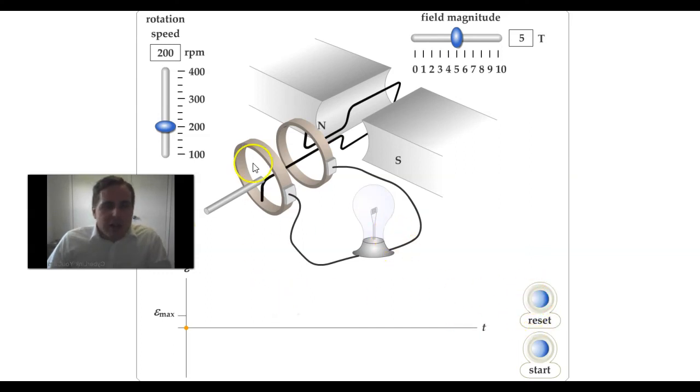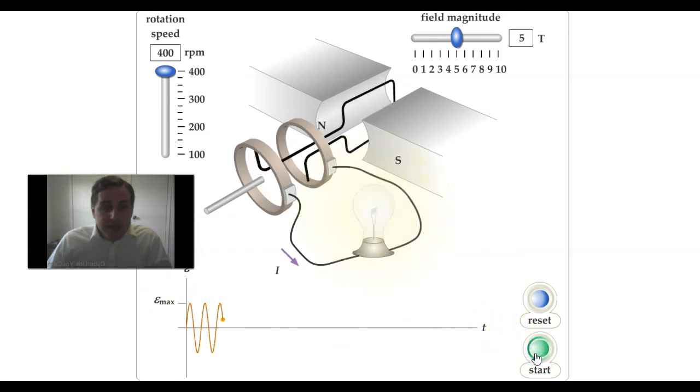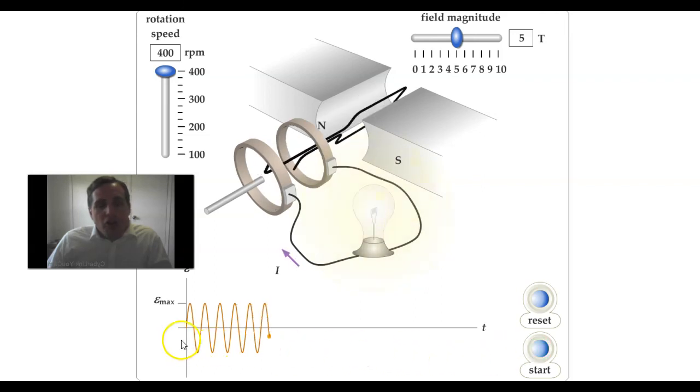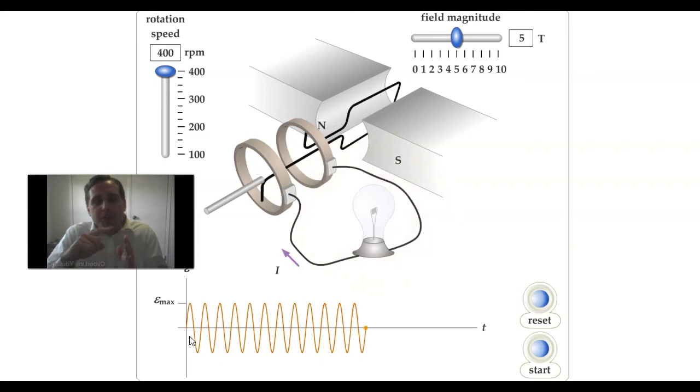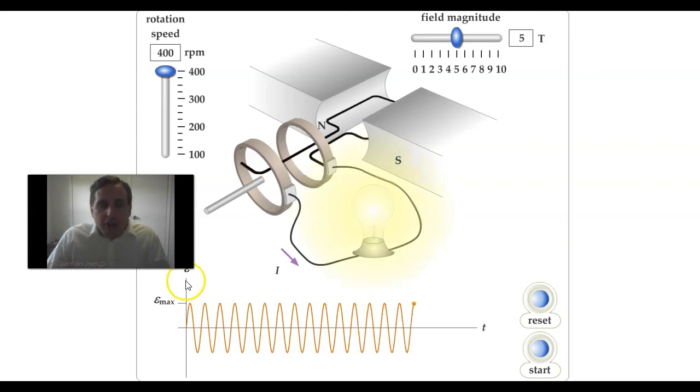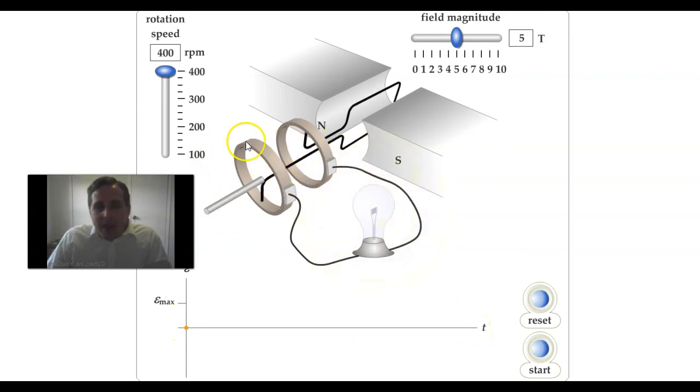So now, let's change this to, instead of 200 RPMs, let's go 400 RPMs. Now notice, look at this. It seems like we're getting twice as much of an EMF. So I think the bulb should be brighter, and indeed it is. Because, notice the frequency is greater, so the spacing between subsequent oscillations is smaller, because we're plotting voltage versus time. Also note that in the animation, this is turning over faster, and the bulb is blinking more often.